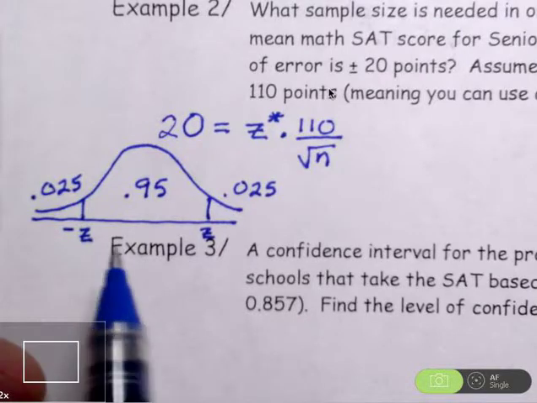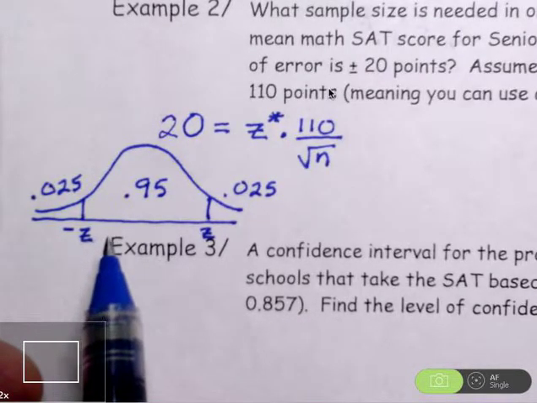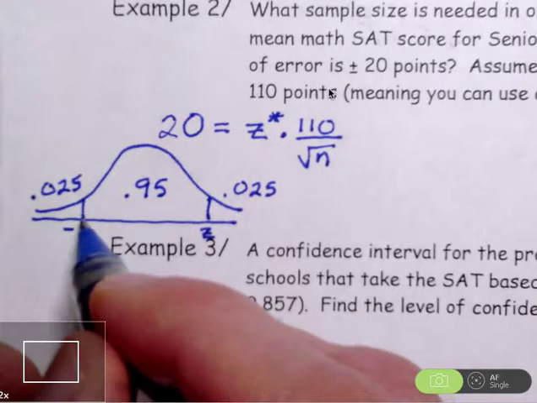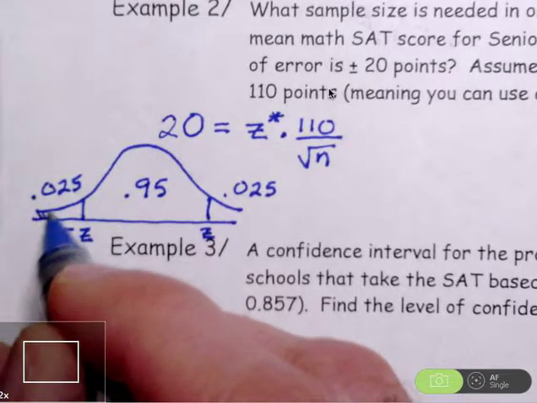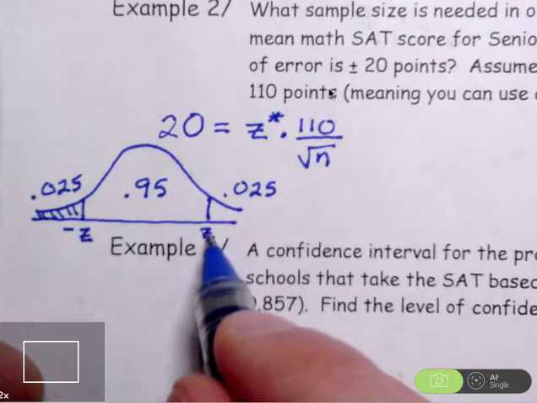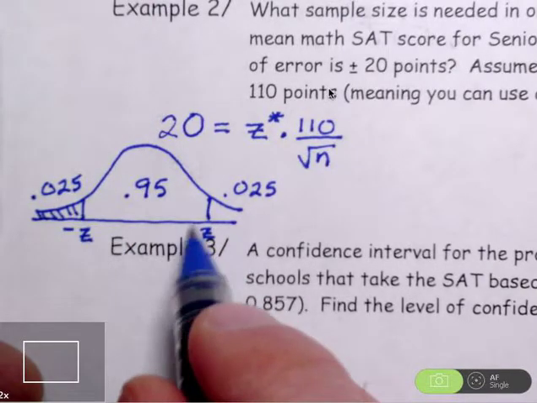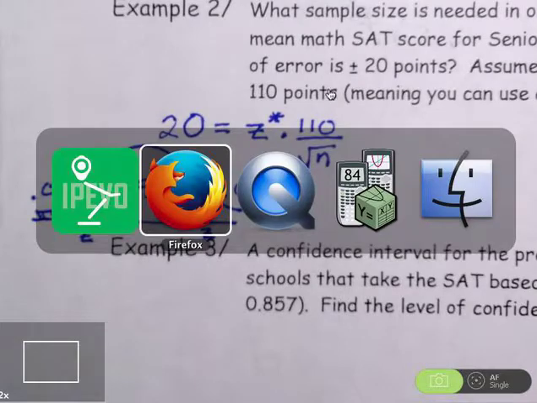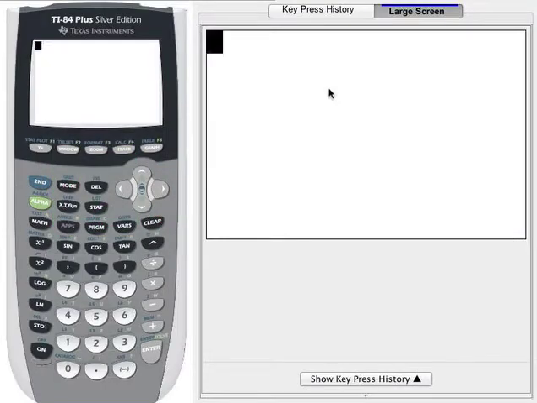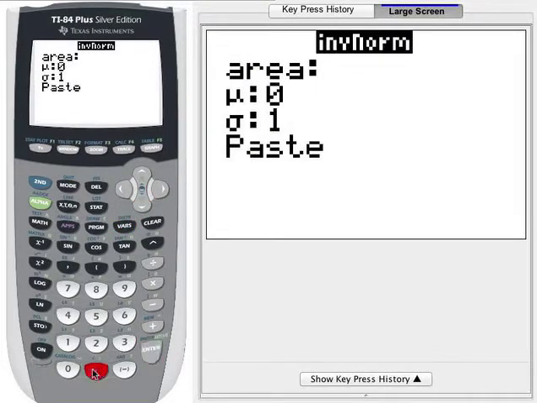You can use the inverse norm command to do this. Remember, what the inverse norm command requires as its input is the percentile. So if I want to find this z-score right here, the percentile I need to put in is the 0.025. If I want to find the positive z-score, you could find either one, it doesn't matter. You would have to put in the 95% plus the 2.5%. You could put in the 0.975 into the inverse norm command. I think it's easier just to put in the 0.025. So second variables, inverse norm, 0.025 is the area.